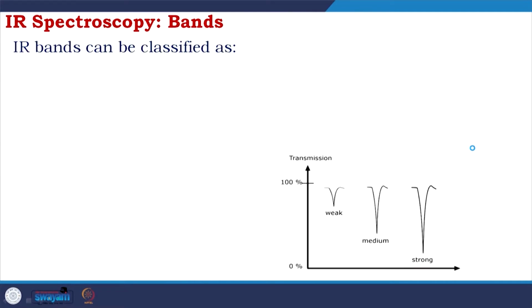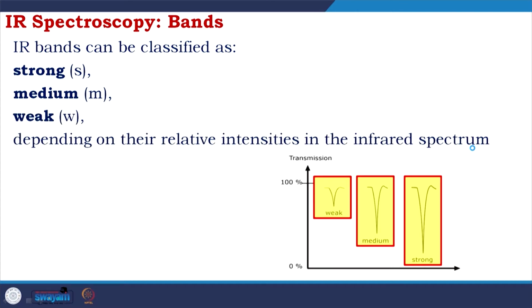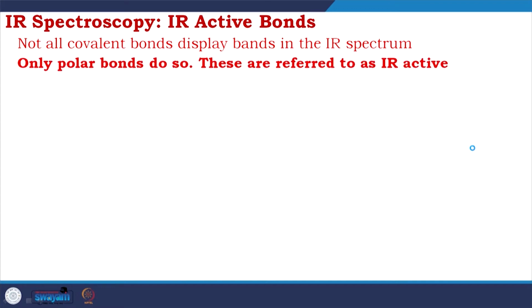IR spectroscopy bands can be classified as strong. If you see such a long band, you will call it strong, medium like this, and weak like this, depending on their relative intensities in the infrared spectrum. IR active bonds. Not all covalent bonds display bands in the IR spectrum. Only polar bonds do so. These are referred to as IR active.